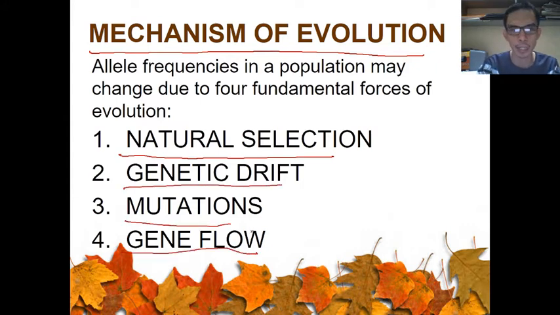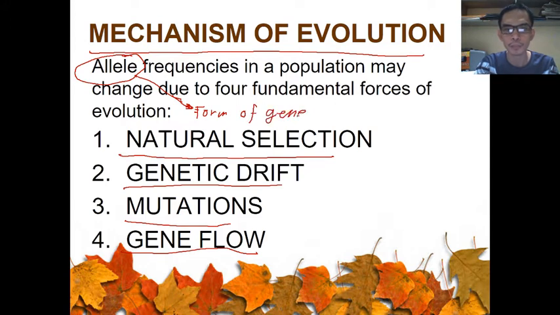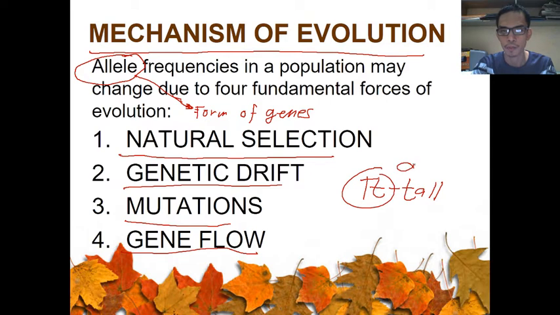Alright, so mechanism of evolution: alleles in a frequency in a population may change due to four fundamental forces of evolution. So what is this allele? These are the characteristics or form of your genes. Alright, so alleles are forms of genes. For example, I have here the gene tall. So this is a gene.